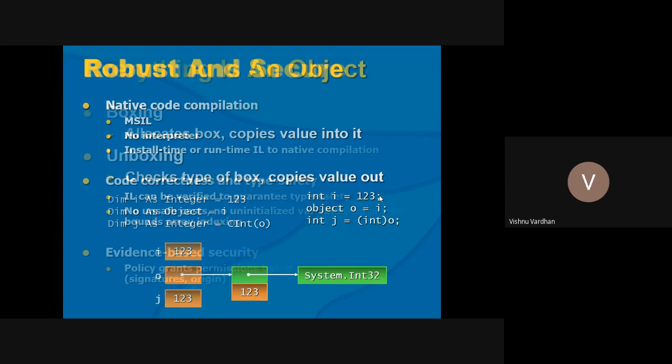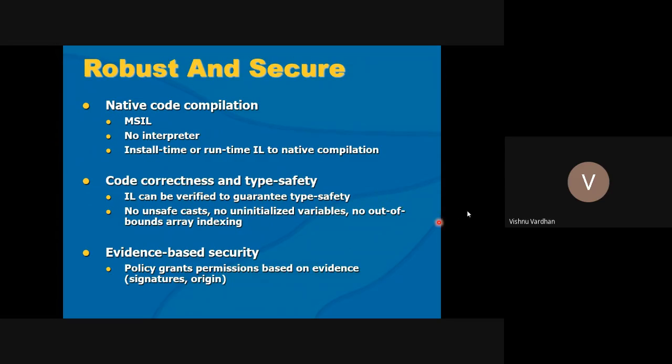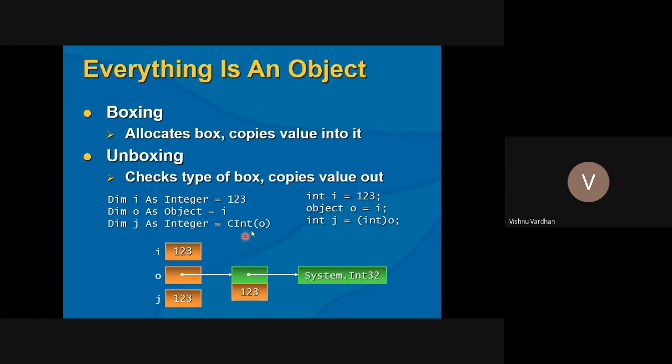And everything is an object in the .NET framework. It offers a robust and secure execution environment. Native code compilation is there, MSIL, no interpreter, install time or runtime IL to native compilation. Then code correctness and type safety. It can be verified to guarantee type safety. टाइप सेफ्टी को बार बार वो इंश्योर करता है. आप एक टाइप को, जैसे यहाँ पे एग्जांपल में टाइप को हमने डिफाइन किया है, वो बार बार अपने को टाइप सेफ्टी कंप्लाई करके ही प्रोग्राम लिखना पड़ेगा.